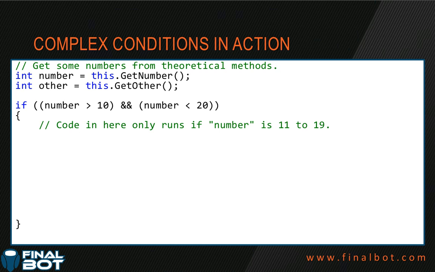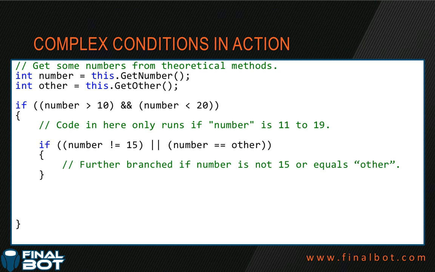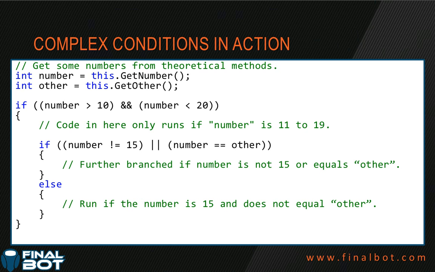But you can also nest if statements within other if statements. So we can also decide that if number is not equal to 15, or if number equals the value of other, it will execute a special block of code. And we could continue to nest further, and we can use an else statement in here if we choose, which will simply run if the number is 15 and does not equal other. So if we came into this block of code and number equaled other, or number equaled 15, or rather number did not equal 15, then we would be in a situation where this code would run.